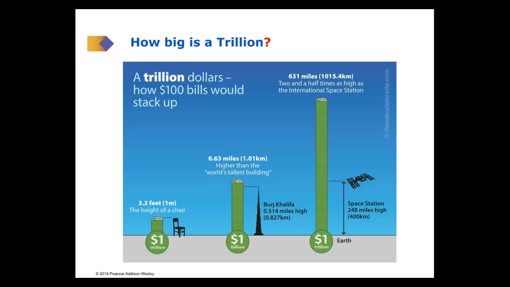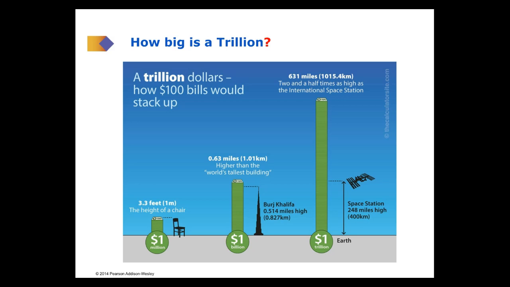Now, $28 trillion, just to put that in perspective, these are big numbers. They're sometimes hard to get your head around, but if we put it in perspective, if we took $1 million worth of $100 bills, it would be as tall as a chair. If we took $1 billion in $100 bills, it would be as tall as the world's tallest building. And then if we took $1 trillion in $100 bills, it would be 631 miles high, 2.5 times the height of the International Space Station. And we've got 28 trillion of these.